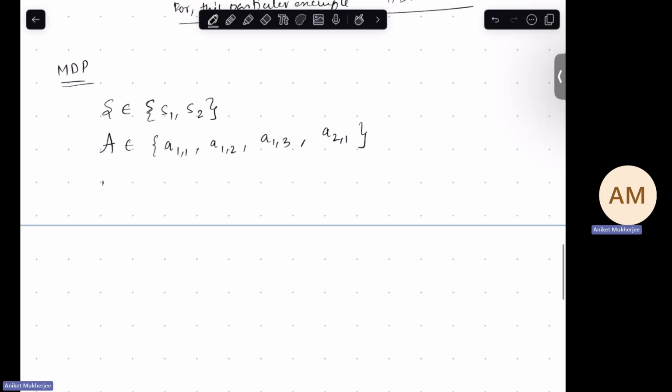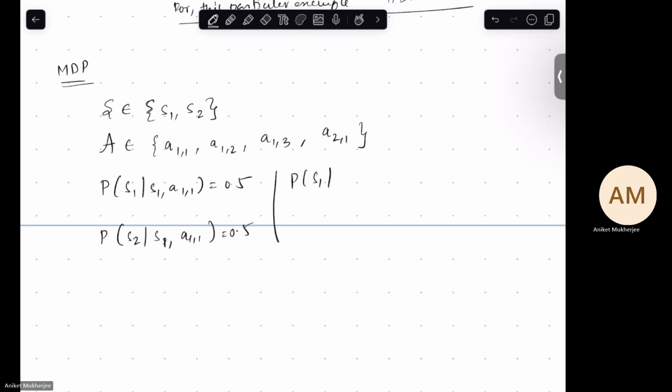So the probability transition matrix, again I'll define. The probability that you are at S1, conditioned on being at S1 and having taken the action A11, is equal to 0.5. The probability that you are at S2, given that you were at S1 and you have taken A11, is also 0.5. Okay. Similarly, the probability that you are at S1, given you were at S1 but you have taken the action A12, is 0. The probability that you are at S2, given you were at S1, is 1.